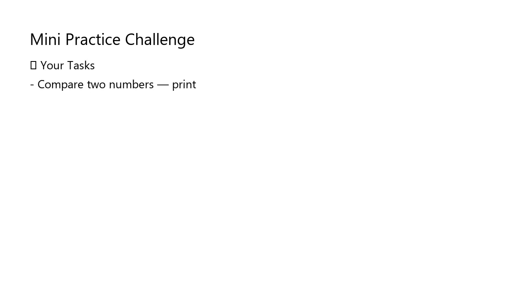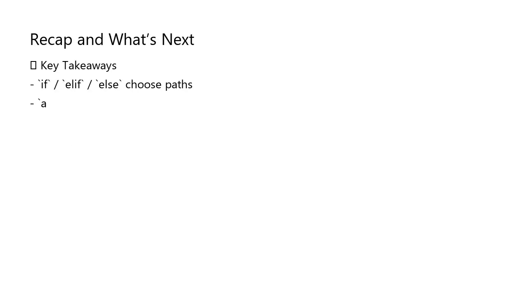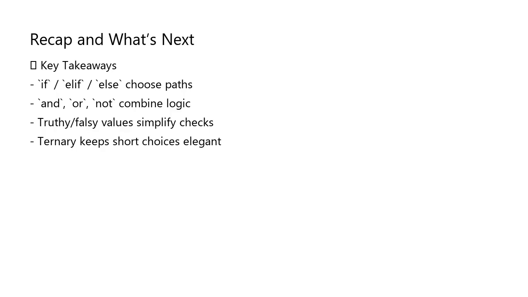Pause here and try these. Doing it yourself builds intuition. Great progress. You learned how to make your code think. Choose paths. Combine rules. And keep decisions readable. Next lesson. Loops. You'll repeat actions with control and elegance.